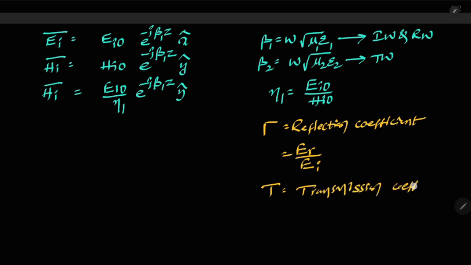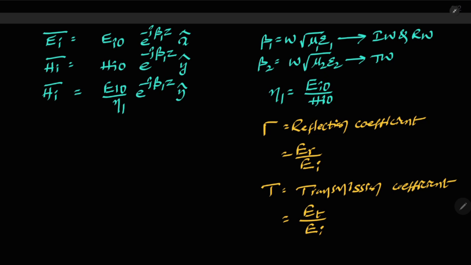Transmission coefficient is actually the ratio of transmitted electric field and incident electric field. Our job is to get the reflection coefficient gamma and the transmission coefficient T. We are going to derive the expressions for these two after writing the equations here like this. Now you can understand how to write this Ei naught.